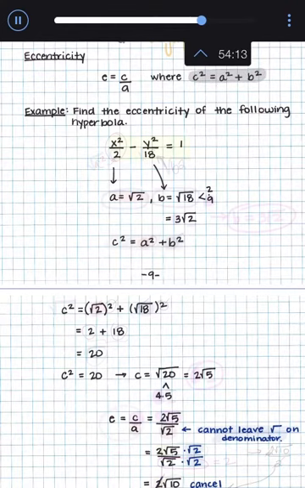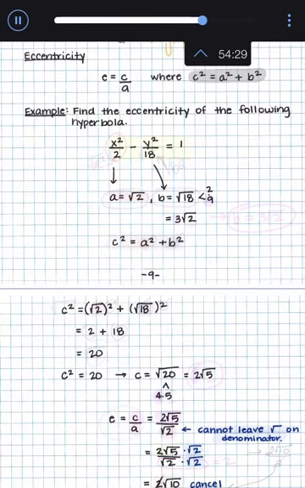So the formula for eccentricity is the same. It's just the formula for c, or c squared, that's going to vary between the hyperbolas and the ellipses. So here's an example. Find the eccentricity of the following hyperbola.